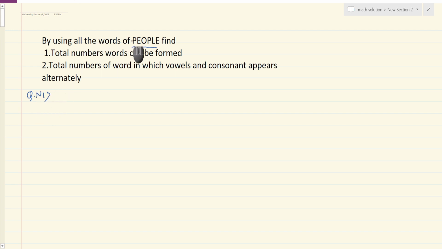So let's see question number one. Here, by using all the words of "people", you must check all the letters, not something like out of the given, two or four, not that. You should take all the letters of "people" and see how many words can be formed. And if the question does not make it clear whether repetition is allowed or not, we must assume that repetition is not allowed. Okay. So now let's move.